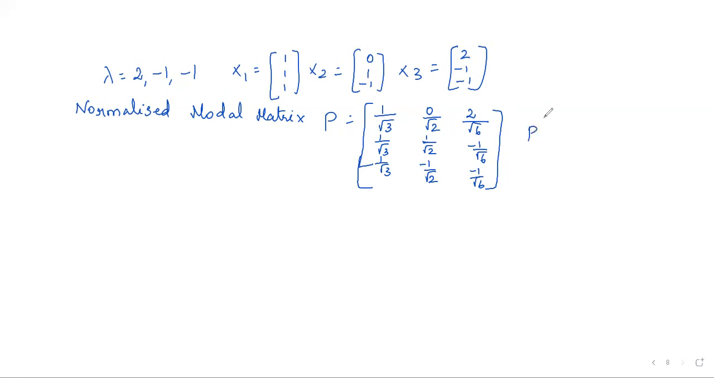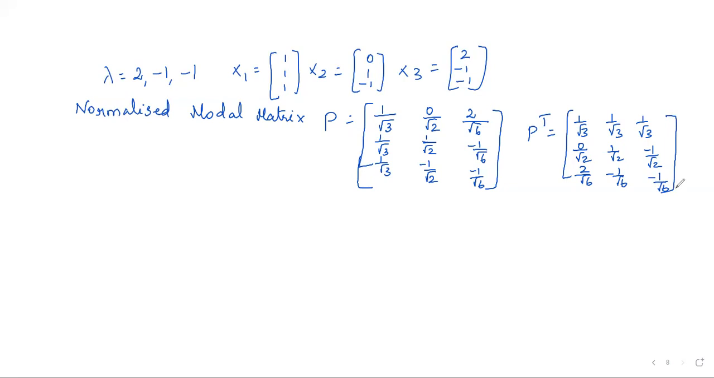Now the transpose is P transpose. So P transpose: the first column can be taken as the first row. Second column, 0, 1 by root 2, minus 1 by root 2. The third column is taken as the third row: 2 by root 6, then minus 1 by root 6, then minus 1 by root 6. So this is P transpose.